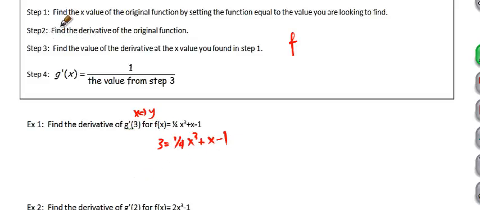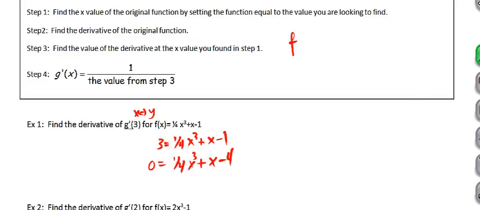Once you have the x value, you find the derivative of the original function, and then you find the value of the derivative at that point. So first we have to solve this equation. Sometimes you can solve it by hand. I don't think you really can in this case, so we can always solve it graphically. We have 3 equals 1/4 x cubed plus x, and if I set it equal to 0, I get 0 equals 1/4 x cubed plus x minus 4, and now I can use the root button on the calculator. You could also set these equal to each other and find the intersection between the two.